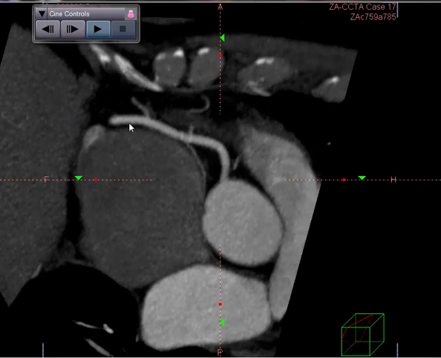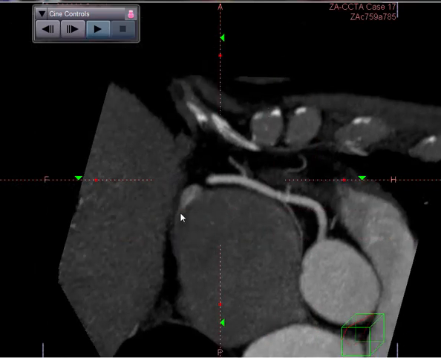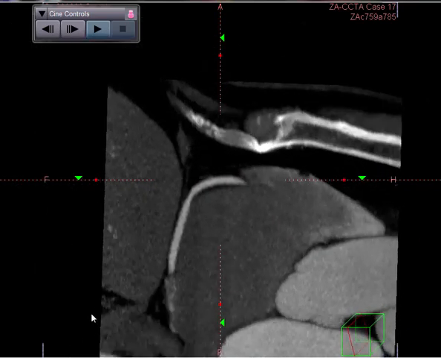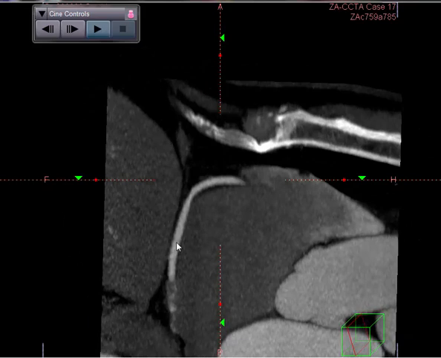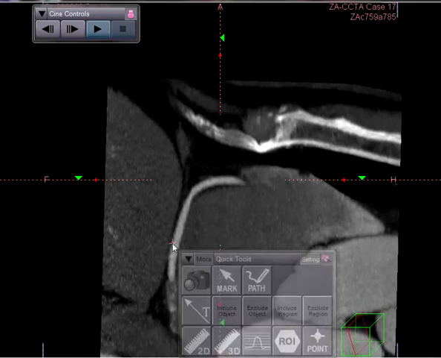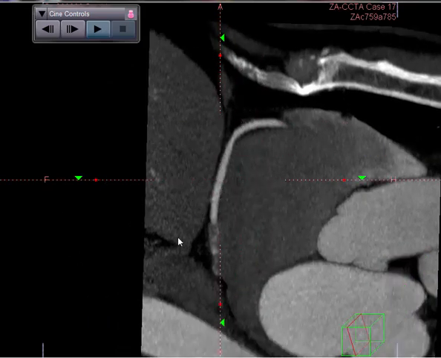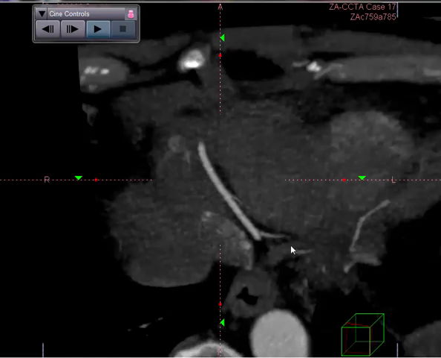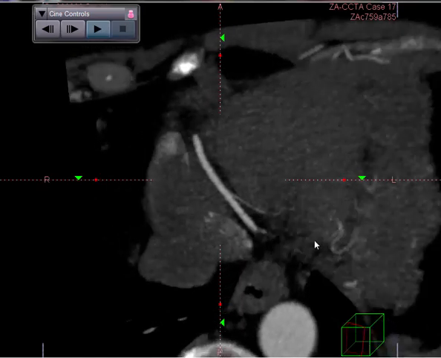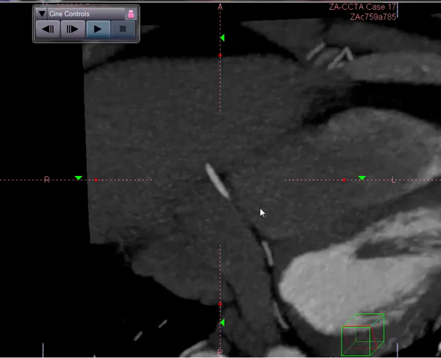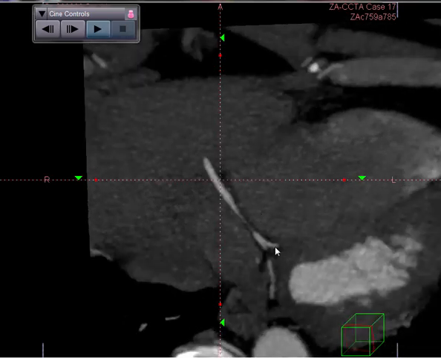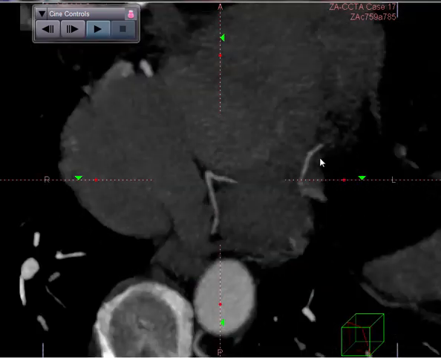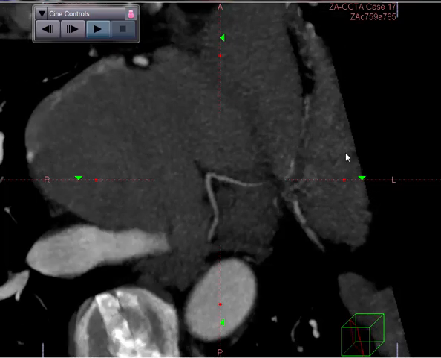Again, the right coronary appears to be very normal as we rotate around. You can see the distal distribution of this vessel. Likewise, normal. Focus on the foot view, and then we can see a normal posterolateral and a small posterior descending vessel that comes off in this direction that is normal.